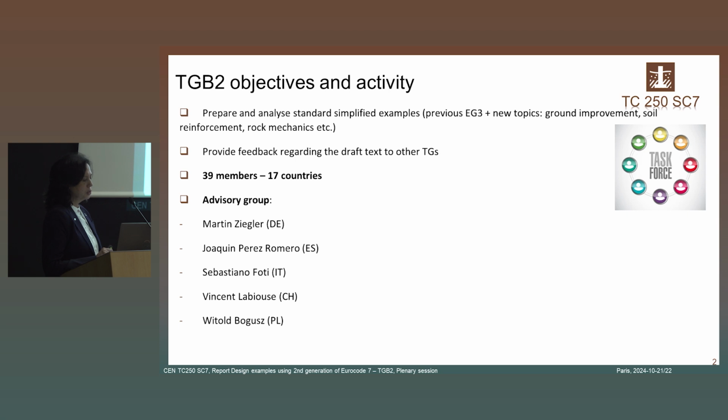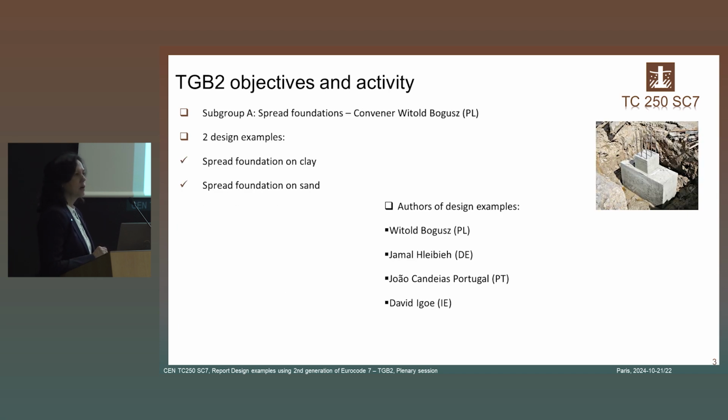In total, in TGB2, we had 39 members coming from 17 countries from Europe. So I think that it was pretty much representative for our geotechnical community in Europe. We worked in subgroups, and above all those subgroups, we had an advisory group made from those people: Martin Ziegler, Joaquin Perez Romero, Sebastiano Foti, Vincent Labius, and Vitol Bogush. And they tried to supervise this activity. And then we had some subgroups led by a convener for each topic that was tackled.